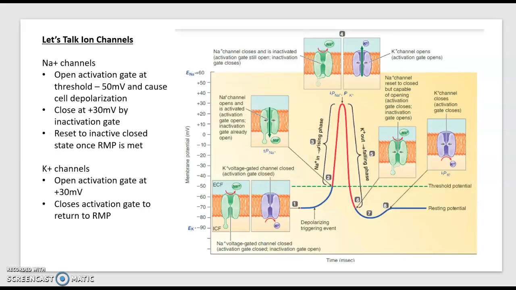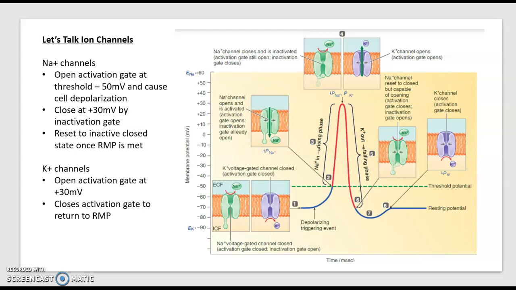So let's talk ion channels. In order for an action potential to occur, that depolarization and repolarization process has to happen quickly and efficiently. The sodium channels and the potassium channels are the 2 main ion channels that contribute to this. The sodium channels are going to open their activation gate at that threshold of about negative 50 millivolts. And this is when cell depolarization can occur, because sodium will flow with its concentration gradient through the membrane into the cell.